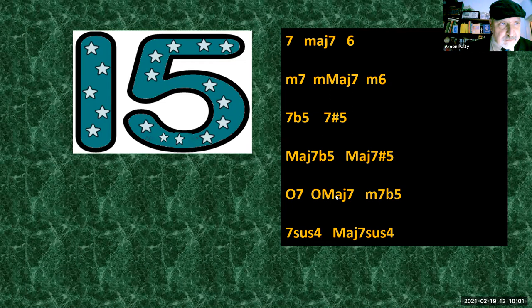Diminished major seventh, okay, and minor seven flat five, which is also known as half diminished, okay, seven sus four, and major seven sus four. That's Bach also, one of his common and frequent. Okay, so let's get into some action here.